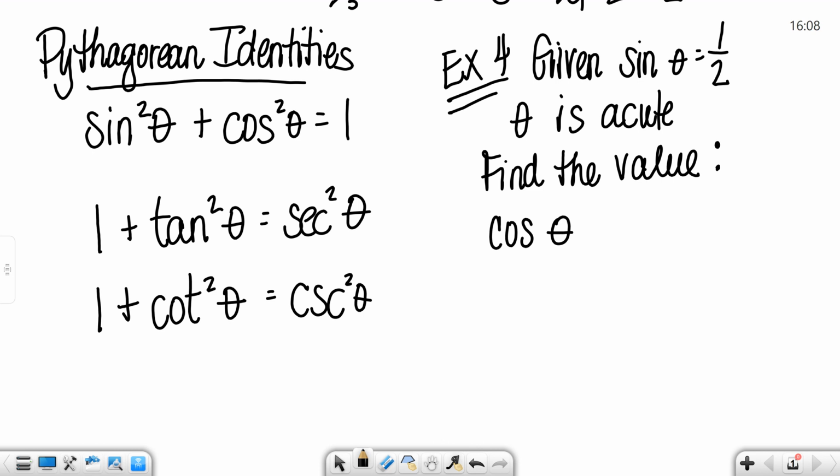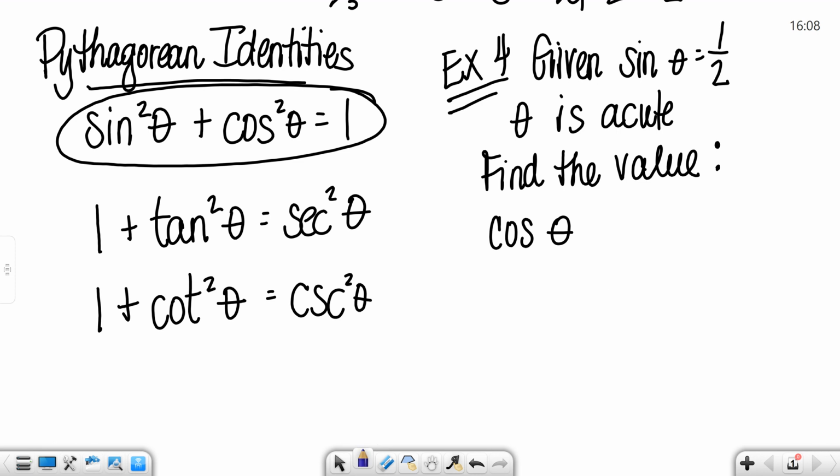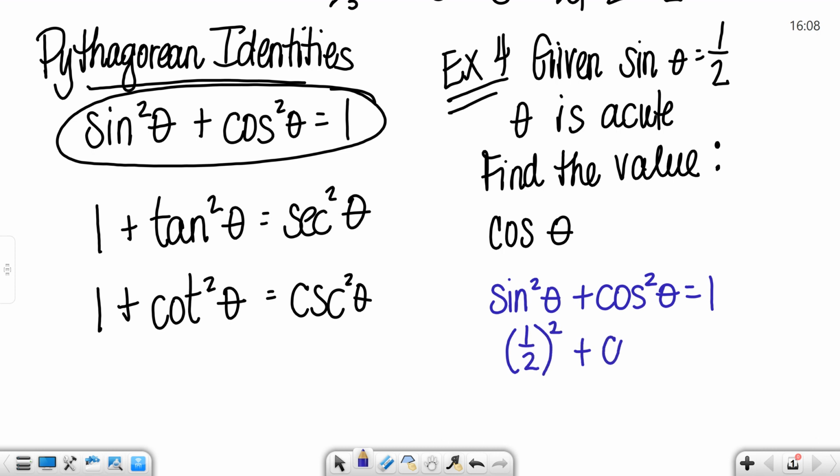And we're going to use one of these little identities that we just wrote right here beside it. Well, we're asked to find the value of cosine, and we were given sine. If I look over here at these three identities, the first one uses sine and cosine, so that's the one that I'm going to use. Sine squared plus cosine squared is 1. So I'm going to substitute in place of sine 1/2. So 1/2 squared plus cosine squared is 1.